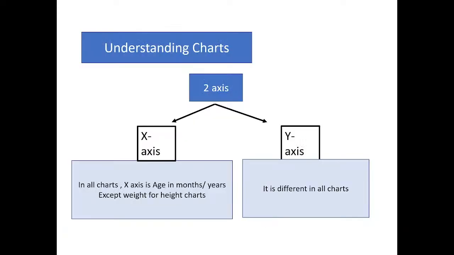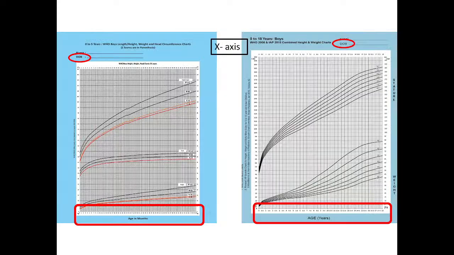Okay, so there are 2 axes. On the x-axis we usually keep the age in months or years, except in the weight for height chart, which is on the back side. And the y-axis we use for a different thing for different charts.